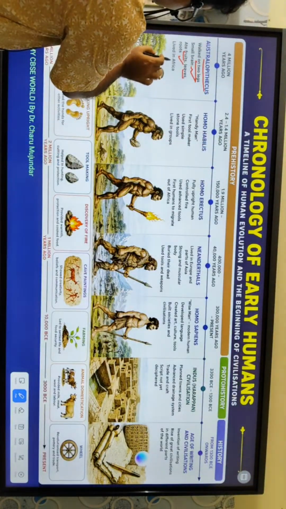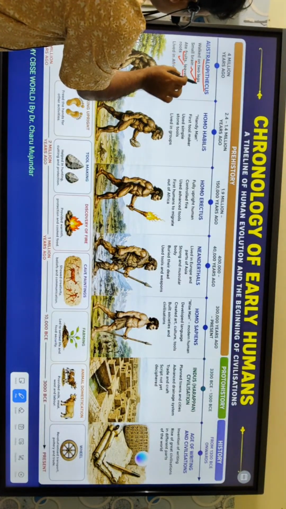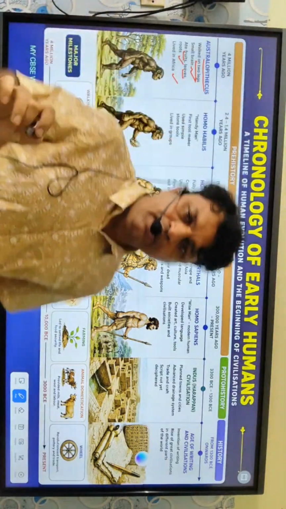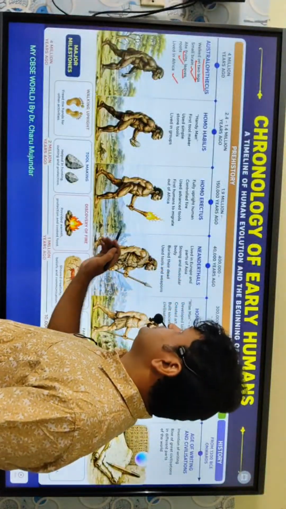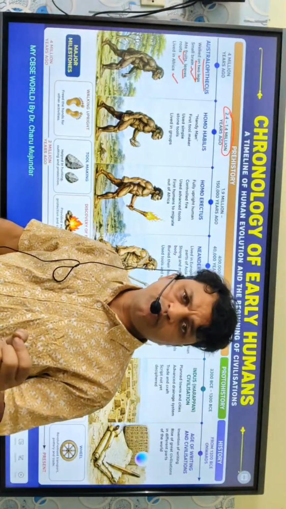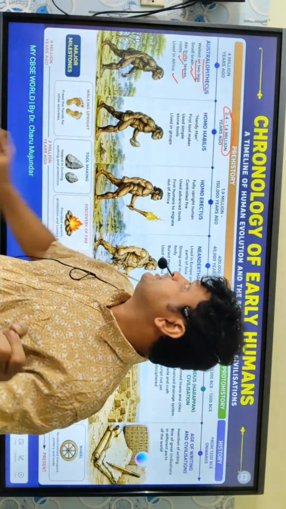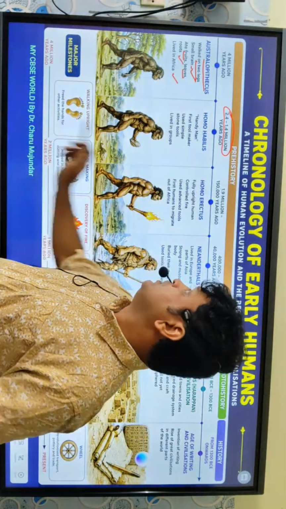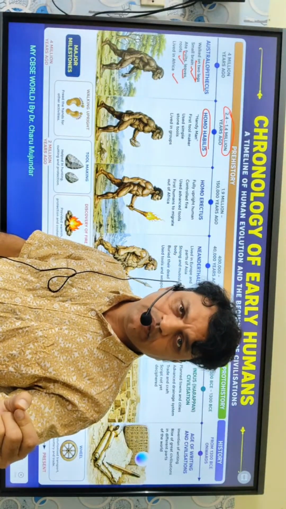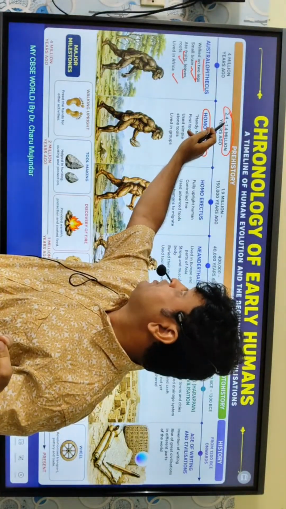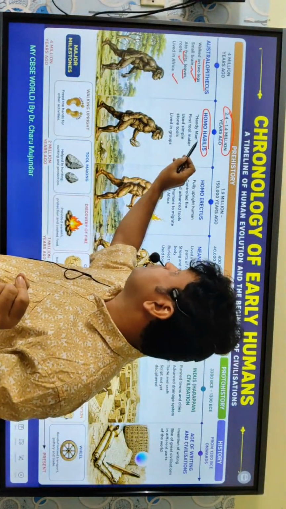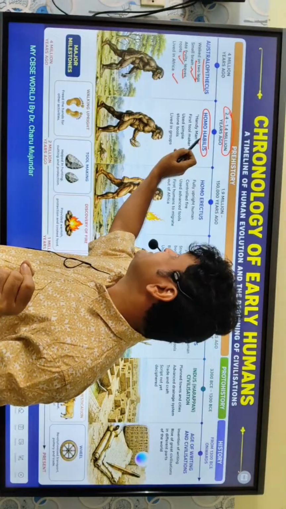Okay, so Australopithecus walked on two legs, had a small brain, ate fruits, leaves and roots, and lived in Africa. Mostly they lived in Africa. Then second, 2.4 to 1.4 million years ago, which means almost 24 lakh to 14 lakh years ago. Those human beings are called Homo habilis. What is that, Nana? Homo habilis. The people who lived 24 to 14 lakh years ago were our ancestors. They are called Homo habilis, also called handyman.